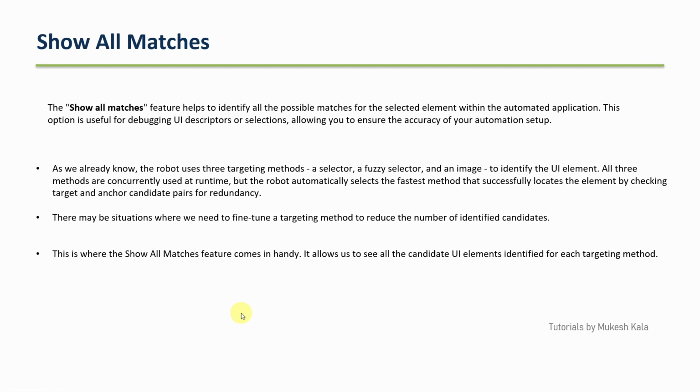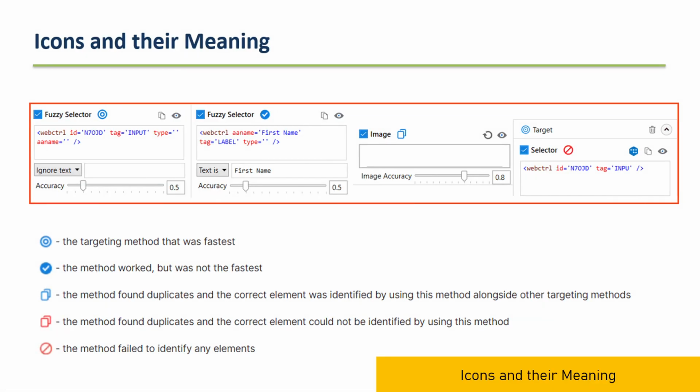Click on that and it will show you which all elements are identified. Now talking of the icons, these are all the icons which you can get when you identify the elements on the screen. So you can have this concentric circle, this blue arrow, the red one, or this copy symbol.